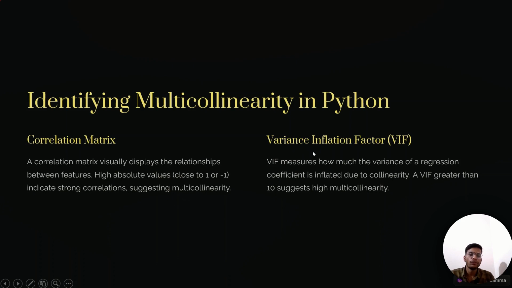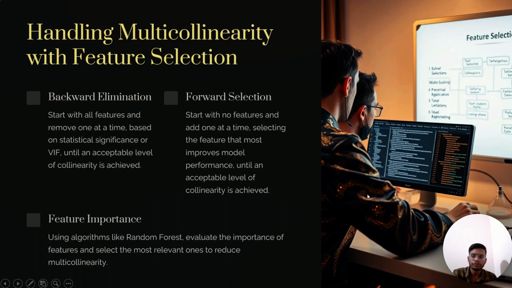Now, variance inflation factor, VIF. VIF measures how much the variance of a regression coefficient is inflated due to collinearity. A VIF greater than 10 suggests high multicollinearity.